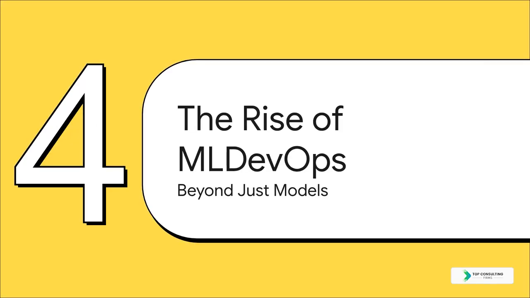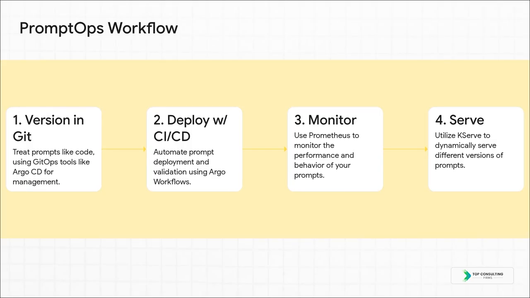All of this stuff we've talked about, it's leading to something bigger. We're moving past just serving models and into a much more mature discipline, ML DevOps, but specifically for GenAI. It's not just about the model anymore. It's about the entire lifecycle, the prompts, the routing, the evaluation, the whole shebang. A huge part of this is something people are starting to call prompt ops, and it should look really familiar.